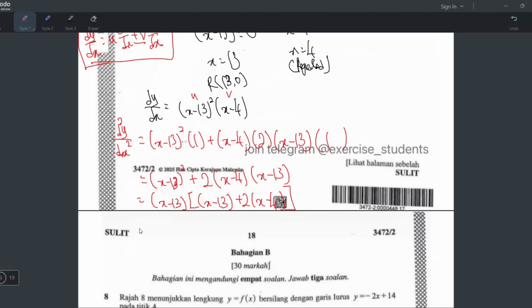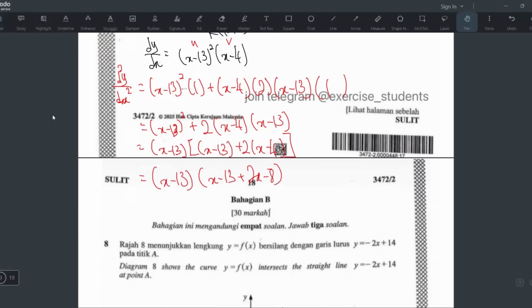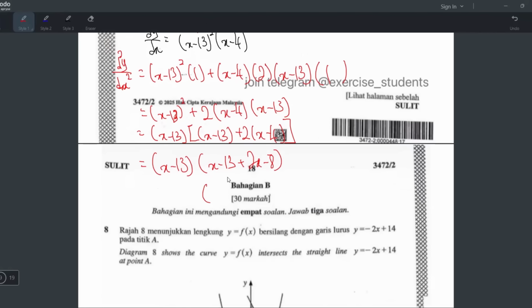Okay, now we do the inside bracket. So x minus 13. This one expands to 2x minus 8. And then do whatever's inside the big bracket. So you end up with 2x plus x is 3x, minus 13 minus 8 is minus 21. And then x minus 13.